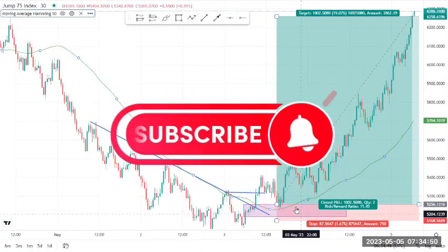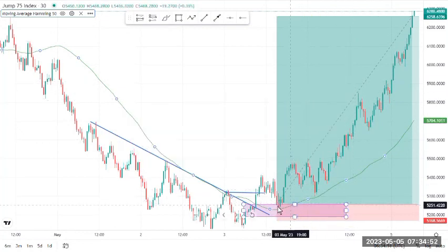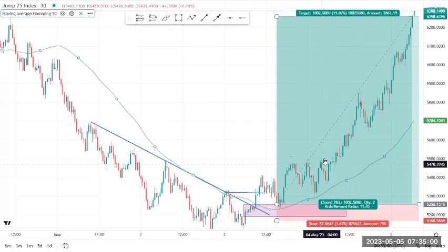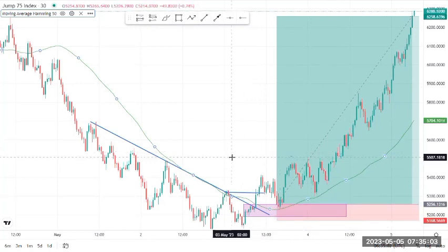I made this setup, and you can see how it played out here. From here, you can see to this point. And looking at this, it is a 1:11 risk reward ratio, and it played out very smoothly. This is how you catch quality trades.